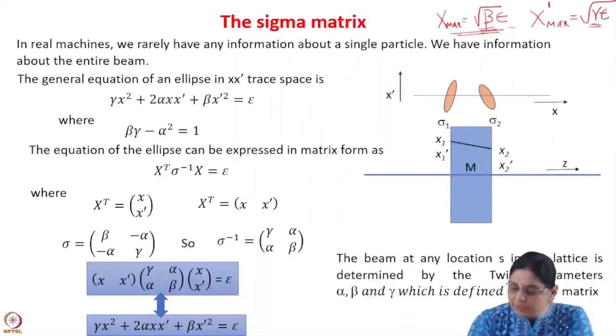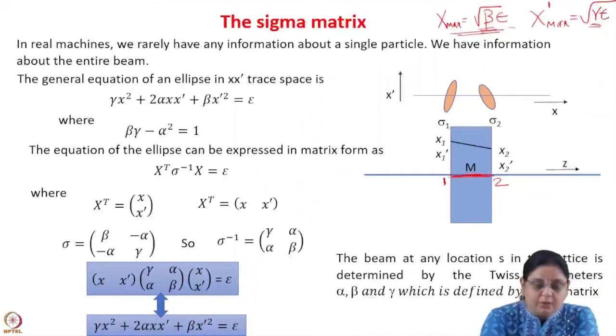So let's say we have two locations, point 1 and point 2. This is how the beam ellipse looks at location 1, and this is how the beam ellipse looks at location 2. In between, we have some system. We have some magnets, some drift spaces, some elements, and the total transfer matrix is given by M.